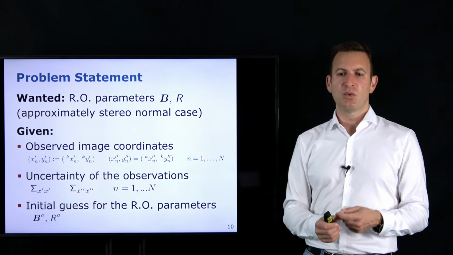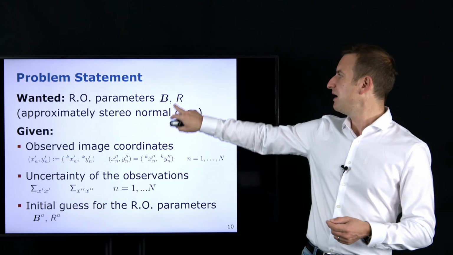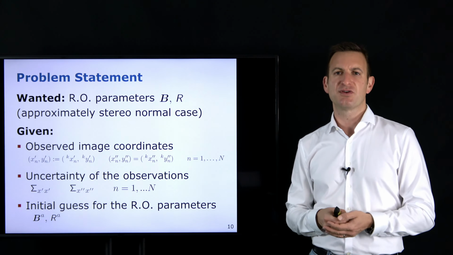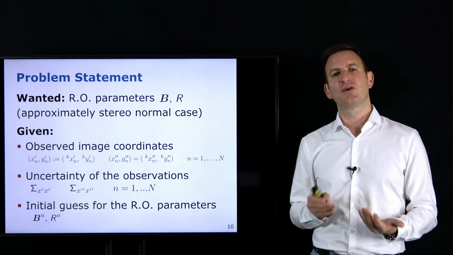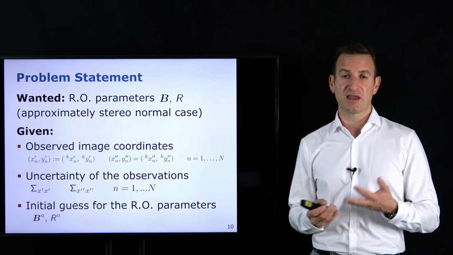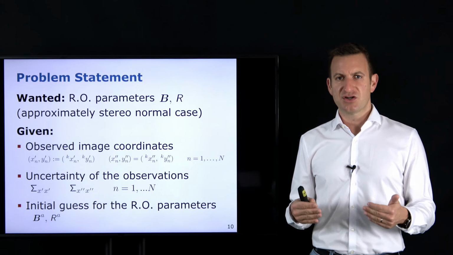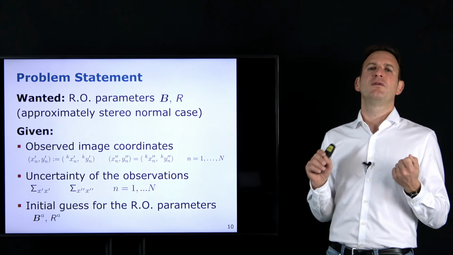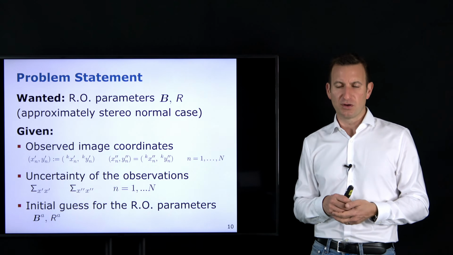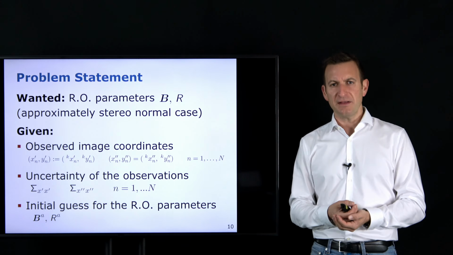What do we want? We want to have the baseline vector and my rotation matrix as the parameters of my relative orientation for a calibrated camera. And we're assuming we are approximately in the stereo normal case. That means our initial configuration is a stereo normal case, and we look into small variations from that stereo normal case. How do we obtain those parameters?